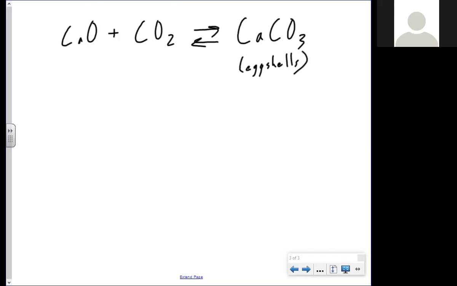So where's this reaction happening in the world? Yeah, eggshells. In a chicken. Okay, this reaction is happening in a chicken. Let's think about what's going on here. Where's carbon dioxide coming from? Air. Where's calcium oxide coming from? Their food. Exactly. And then the product is they're making those eggshells. Now, we have a problem here.